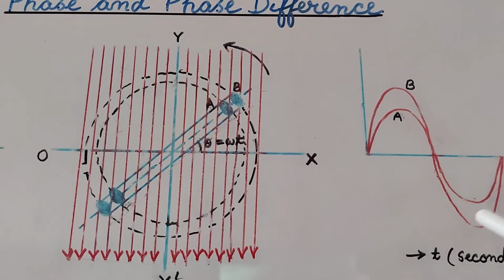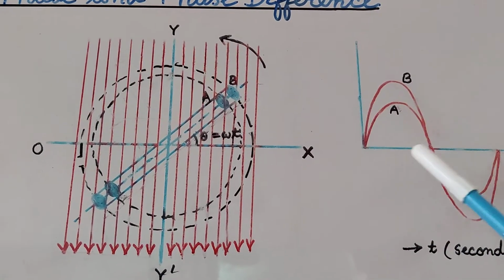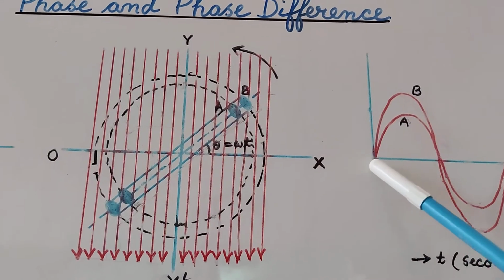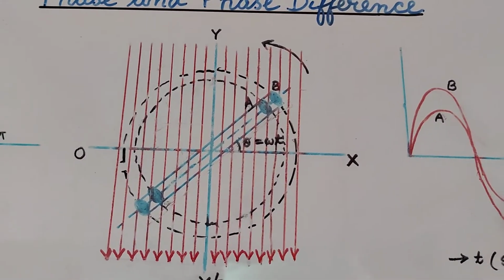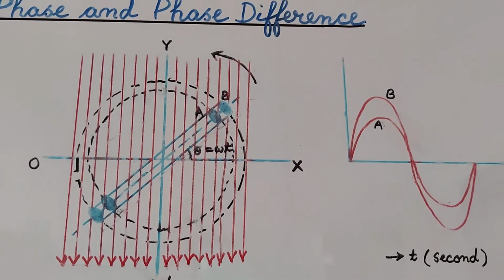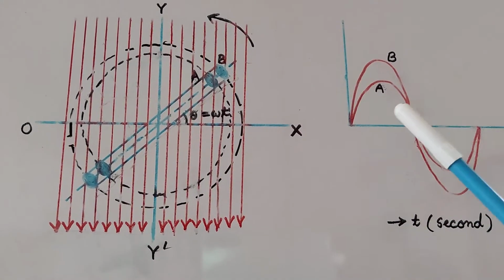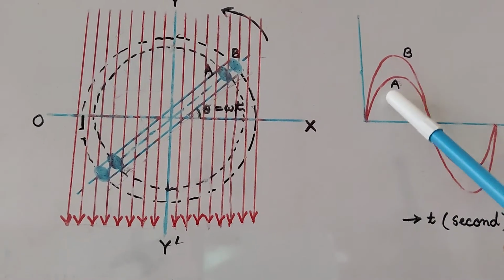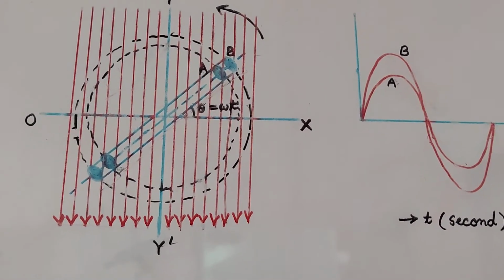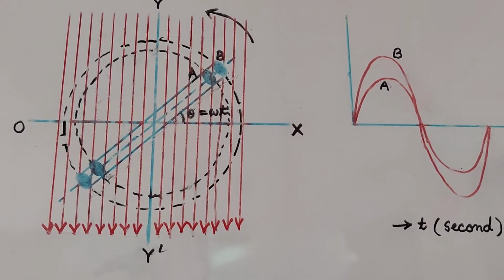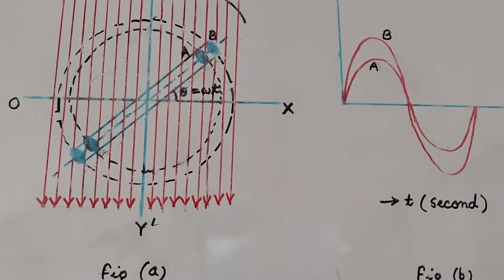So we find in this case that both the coils do not have any phase difference between them. That is, both the coils are in phase with each other. There is zero phase difference between coil A and coil B, because both the coils reach their maximum value and zero value at the same time.